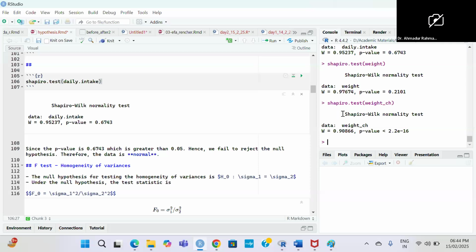So now we have run this Shapiro-Wilk normality test, and data is equal to this, W is equal to this, and see the p value. The p value is 2.2 into 10 to the power minus 16. What is the meaning of this? Anybody understand this?